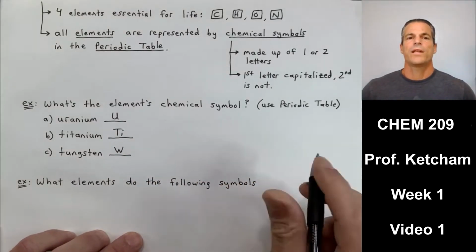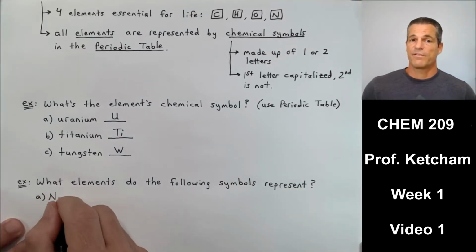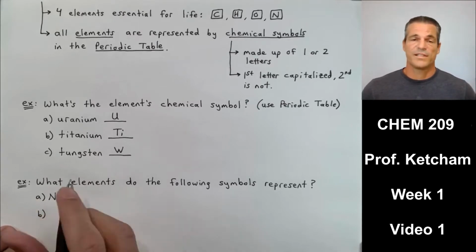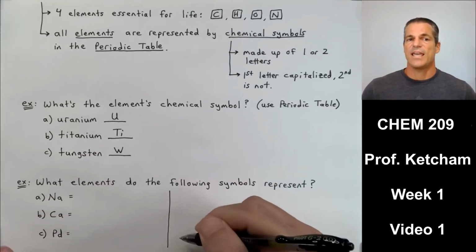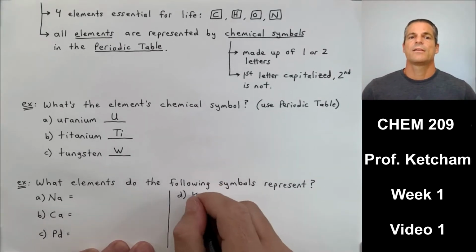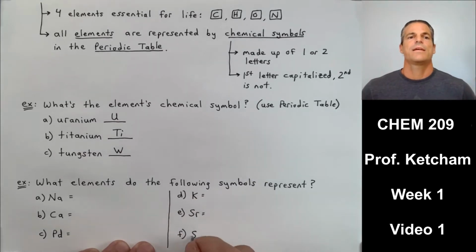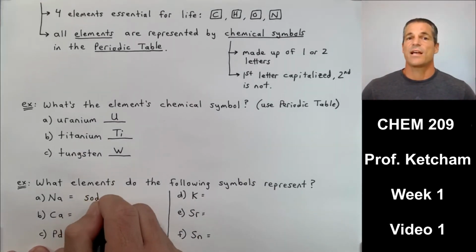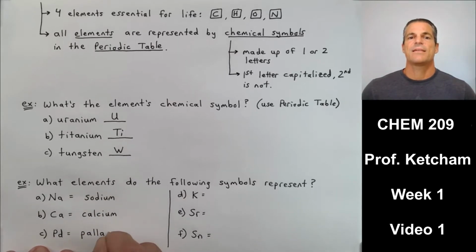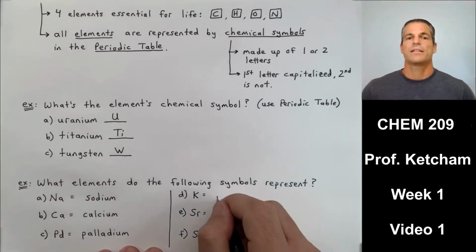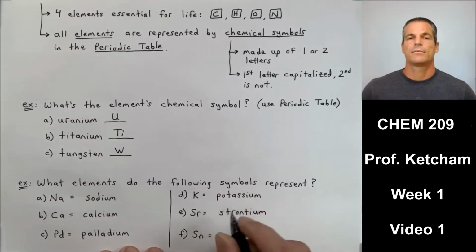Example, what elements do the following symbols represent? So now we're going to go the other way. We're given the symbols. What's the name? Well, Na, Ca, Pd, K, Sr, and Sn. Na is sodium, Ca is calcium, Pd is palladium, K is potassium, Sr is strontium, Sn is tin.